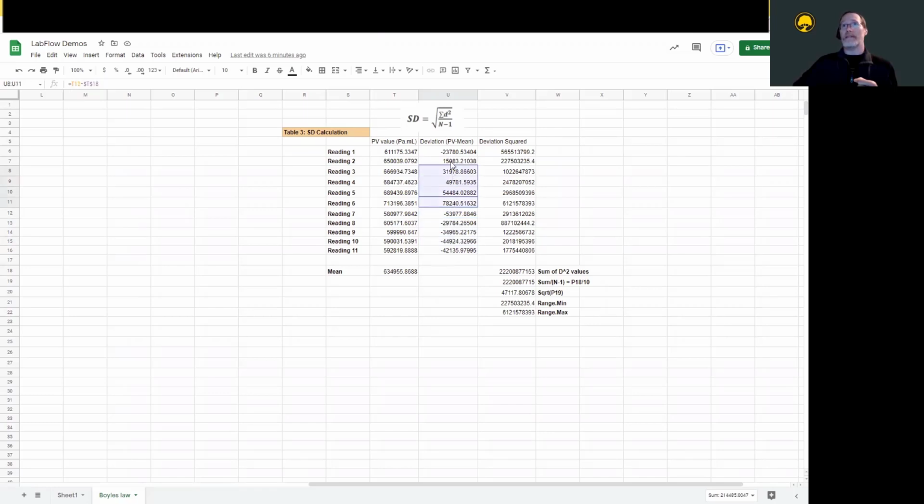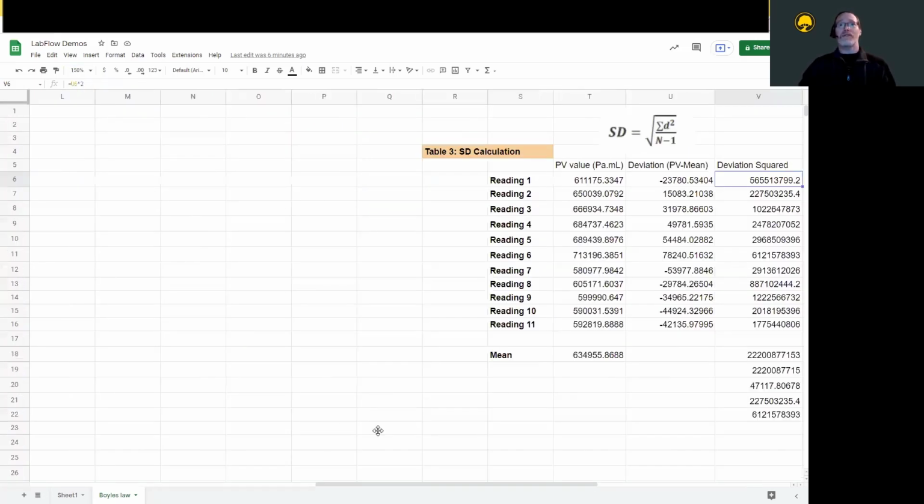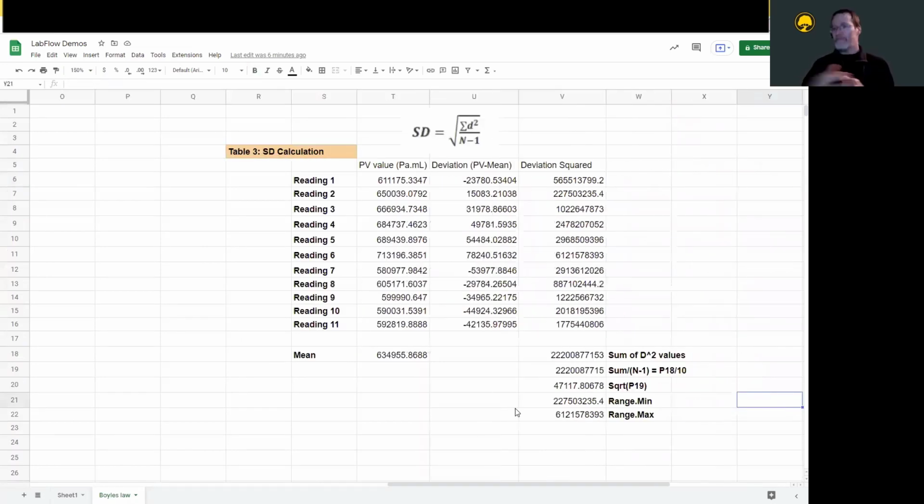Some of my values are positive. Some are quite small, some are larger. I'm going to square each one of those. So that number squared gives that number. Okay, let me make this a little bigger. I apologize. I just looked at my other device and I saw how small this was. There we go. Okay, so I squared each one.